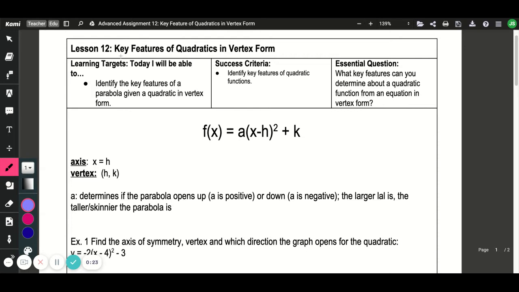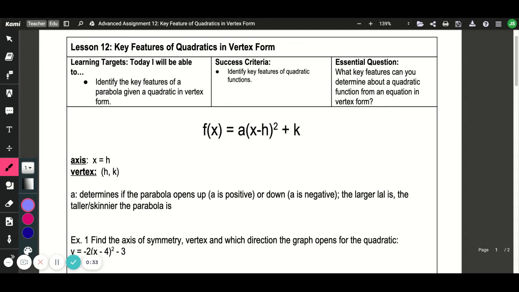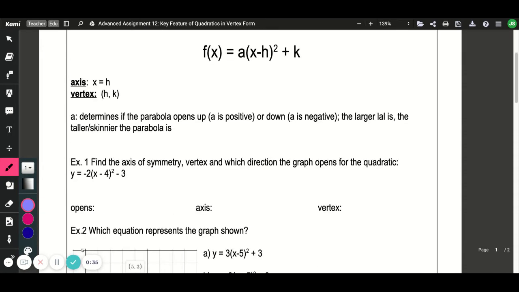And in our next lesson, lesson 13, we're actually going to be graphing these. So today we're working on getting all the information that we would need in order to sketch the graph. So this is what vertex form looks like. A is the same as A was when we did standard form. So A tells you which direction it opens. It opens up when A is positive, it opens down when A is negative.